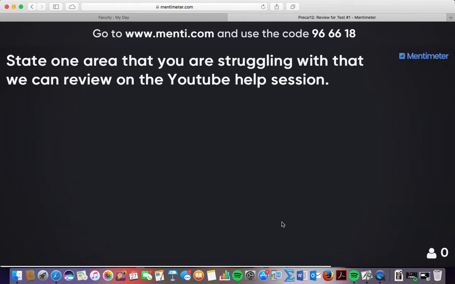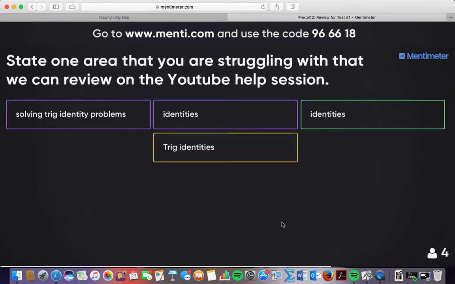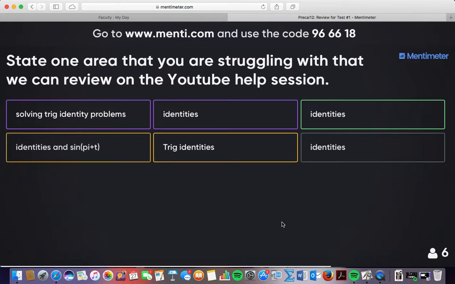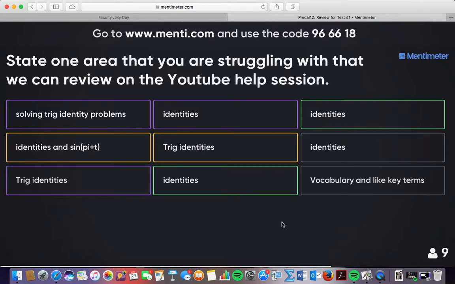It'll come up. So if you say, I just want to get a pulse. What do we need to review? What are some things we need to go over? And what we can do, identities, that seems like a good thing. The sine of pi plus t. As I pull up, it'll come up here. Vocab, key terms, good. Kind of like what we're doing here.